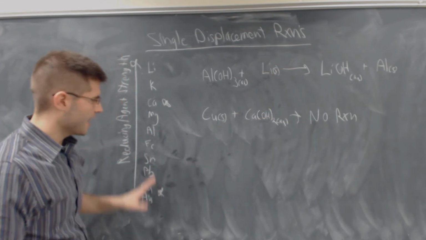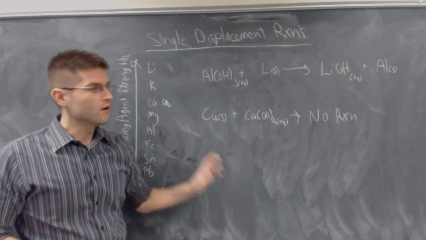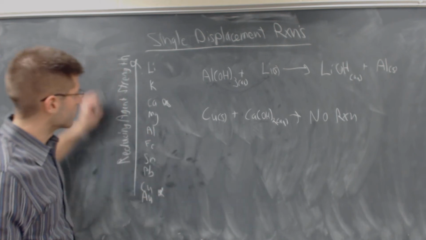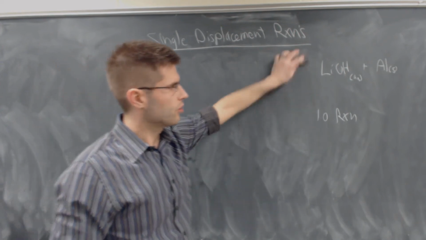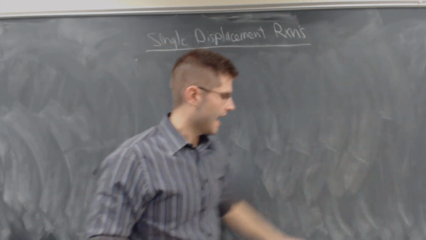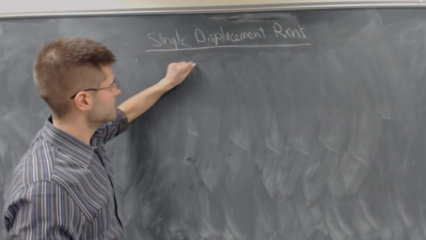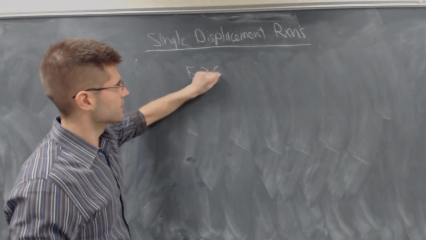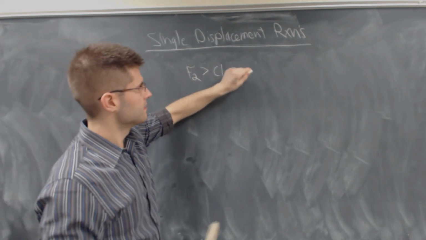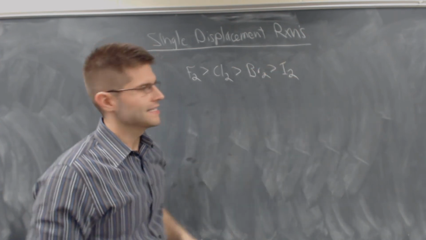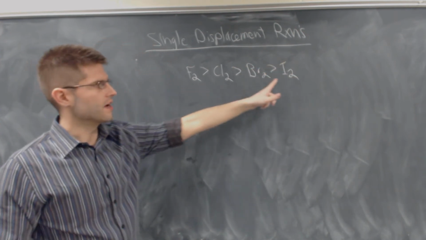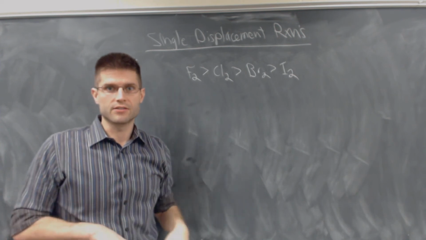Okay? So that is our reducing agent strength. We also have it for our oxidizing agents, which in this case we're only going to be dealing with halogens. The strength of the oxidizing agent goes according to size. So we know that as we go down the periodic table, the size increases and the oxidizing agent strength decreases.